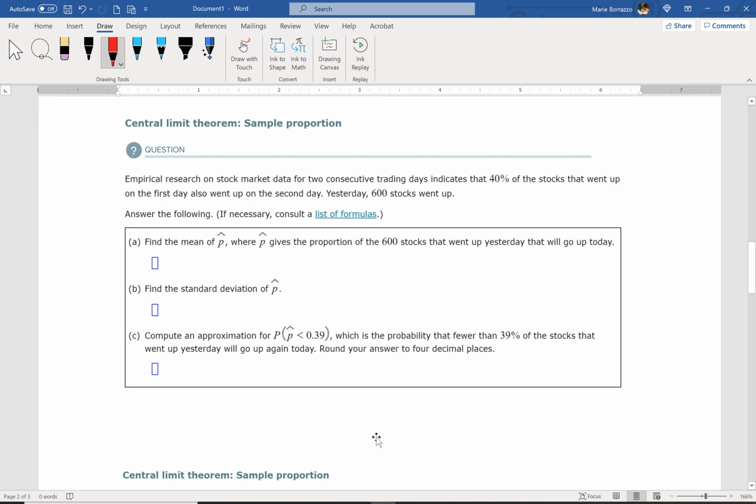it says empirical research on stock market data for 2 consecutive trading days indicates that 40% of the stocks went up on the first day. Okay, so we already have our p-hat as 0.40. Our standard deviation, we're going to take the square root of 0.40 times 0.60, and we are dividing that by 600.